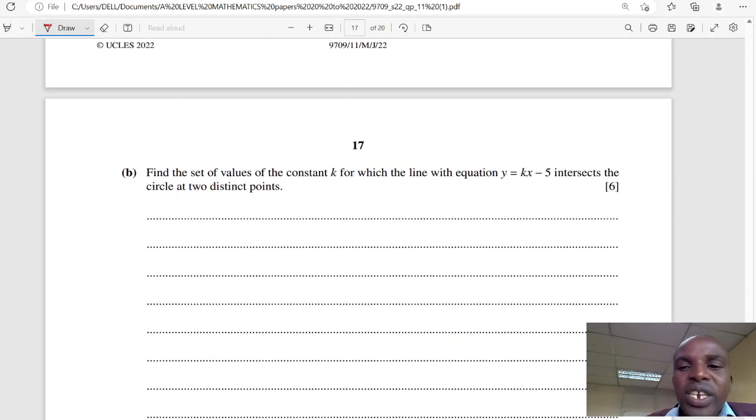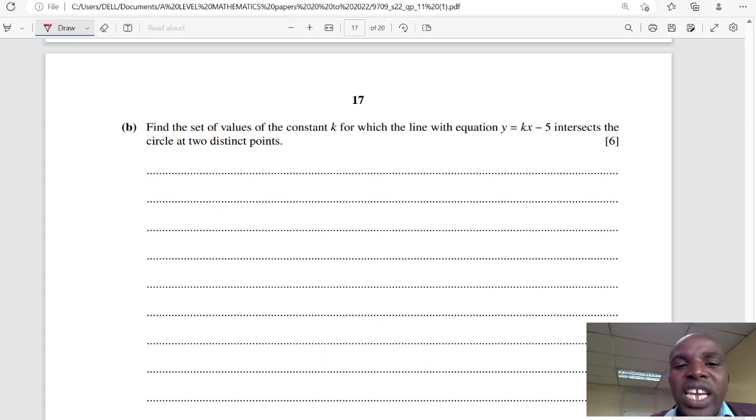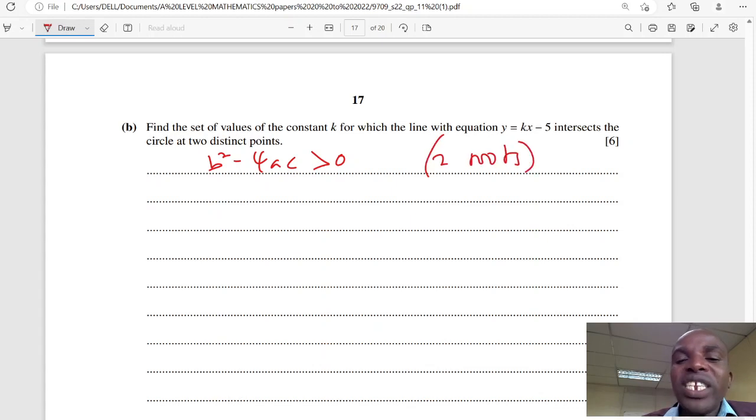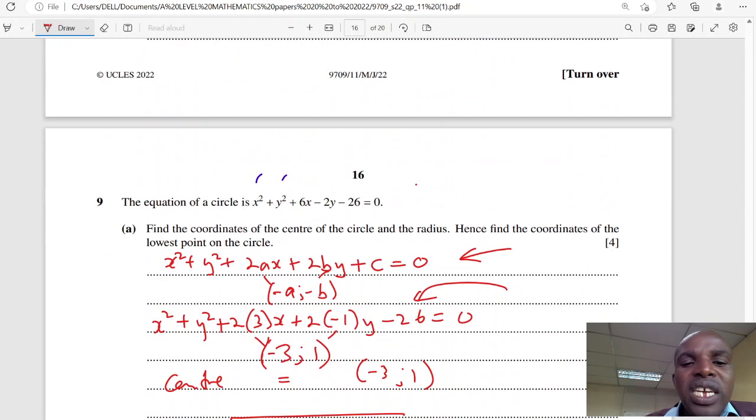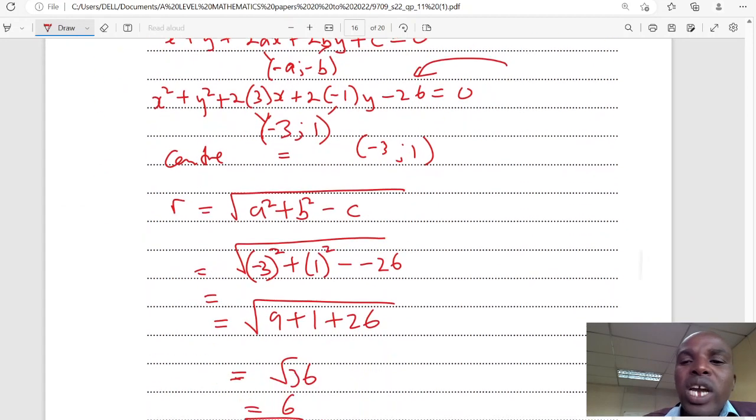Then done. Next question. Find the set of values of the constant k for which the line with the equation y is equal to kx minus 5 intersects the circle at two distinct points. Two distinct points, what does it mean? It means b squared minus 4ac is greater than 0. That's two distinct or different points. It means there are two roots to this equation, right? Let's find the equation of the circle. It's here. Let's check it. Let's bring it down. x squared plus y squared plus 6x minus 2y minus 26.